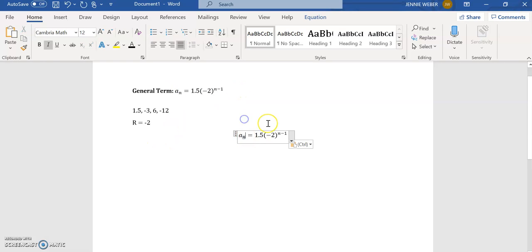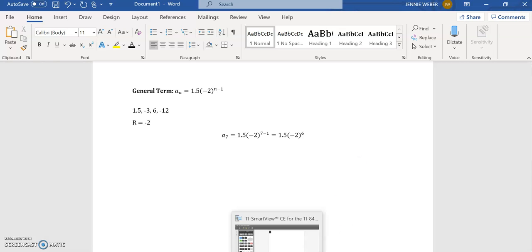Now to find the seventh term, I want to take this and find the seventh term. So I'm going to come up here and this is going to become a 7, which means this is actually to the 6th power.